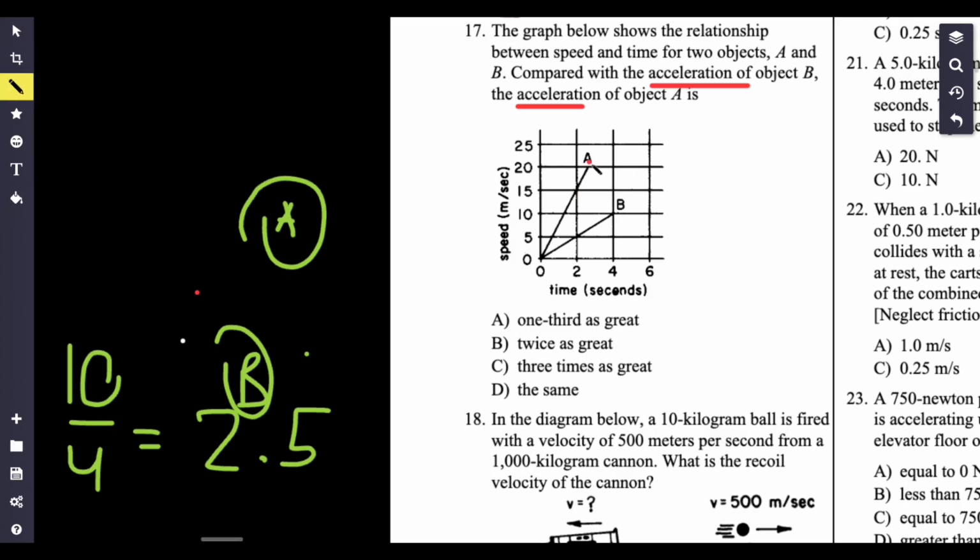Because our acceleration is constant, I can just pick any 2 points. So let's just pick these 2 points because it's easy. So we have 15 divided by 2. And this is the slope of our line, because our second point starts at 0, 0, right? It's just 15 divided by 2, which is 7.5. So object A would be 3 times as great, because 7.5 is 3 times 2.5. So 17 would be C.